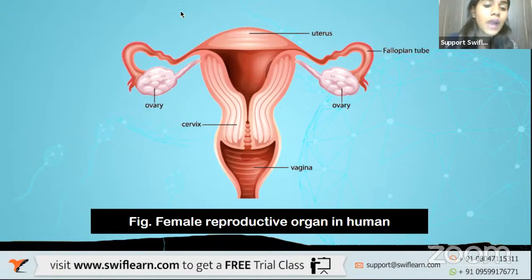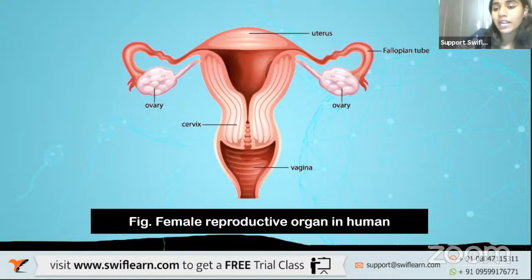So you have the ovary here, and then you have the fallopian tube or the oviduct, which is this tube. And then here you have the uterus. So these are the three major parts. Apart from that, you have the cervix, and then it opens out through the vagina. Now the ovaries produce the egg. There are millions of eggs present inside the ovary.